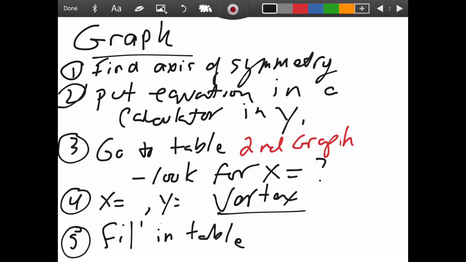Fill in the table using 5 points. And then you're going to graph it. All right.